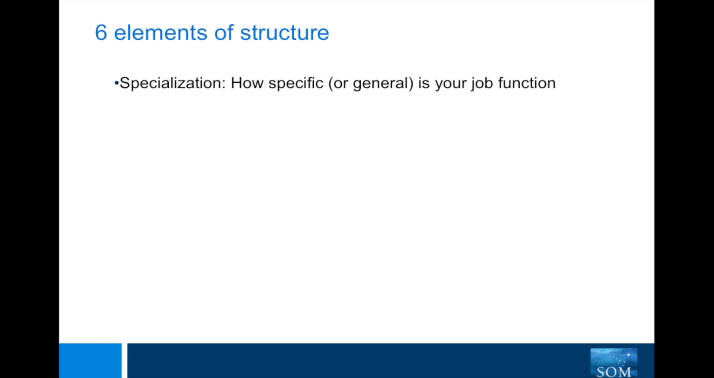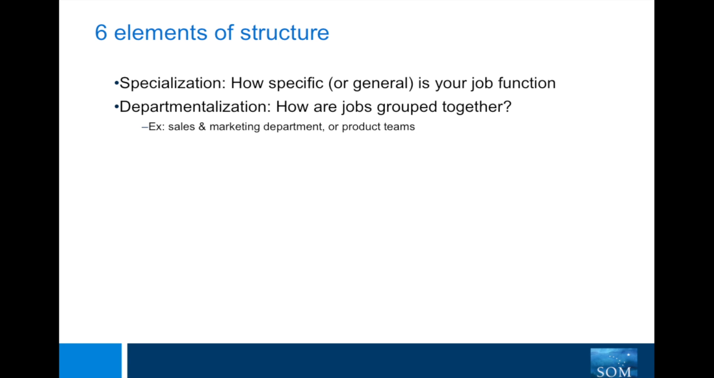Specialization: how specific or general your job function is. At a startup, perhaps you do 10 different things. You might do all the marketing and also work as the admin and the tech person, whereas oftentimes at a large organization you can have a very specialized job. Departmentalization: how are jobs grouped together? Typically they're grouped functionally, so there's, for example, a sales and marketing department, but sometimes they're grouped by product teams.